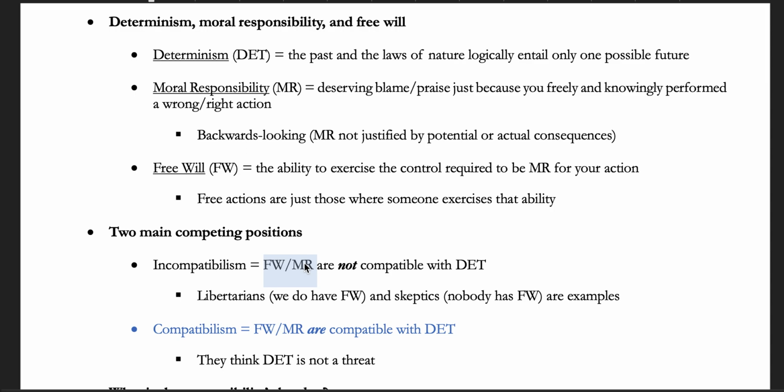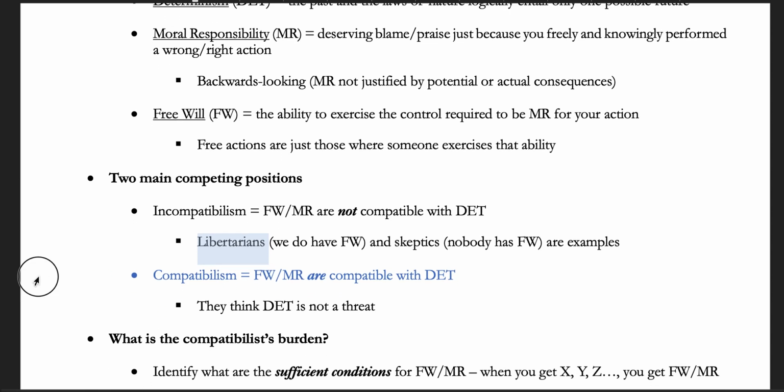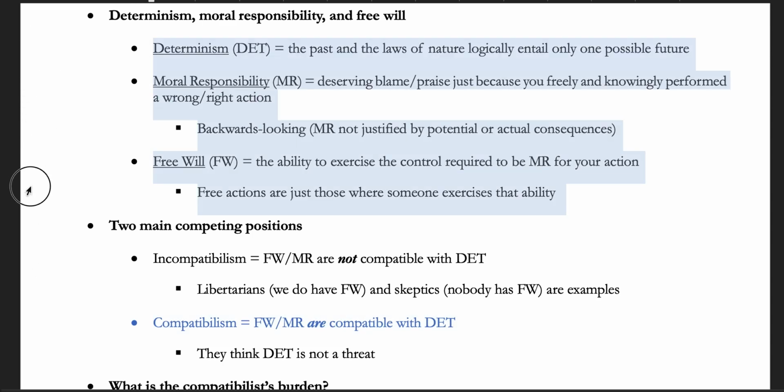People who think that's a problem for free will and moral responsibility are called incompatibilists, but then they split on whether they think we have free will or not. And then compatibilism, which is the view we'll talk about today in more detail, is the idea that all this stuff can go together.